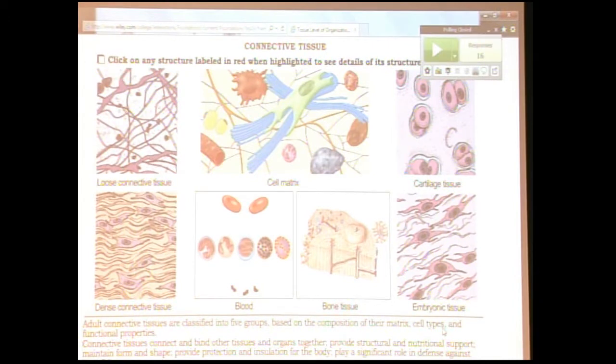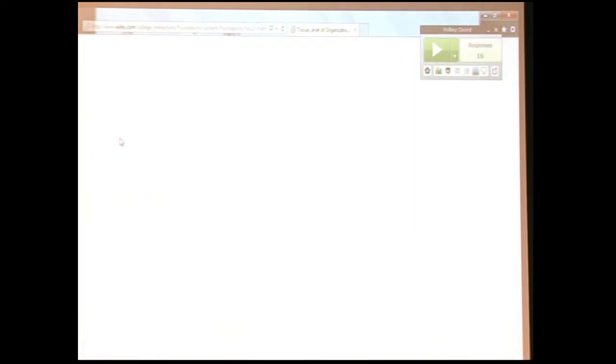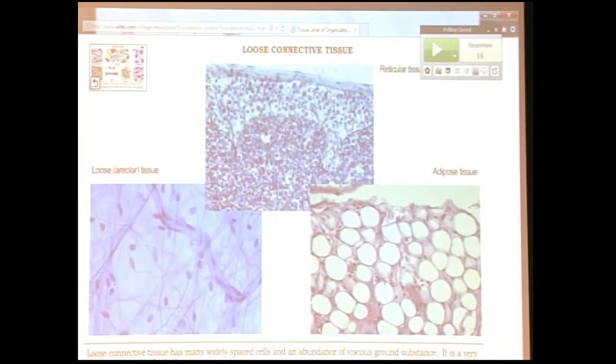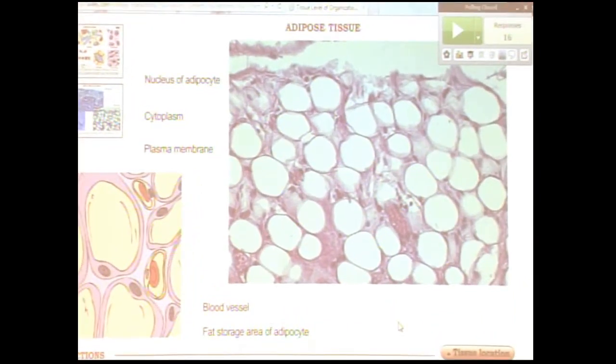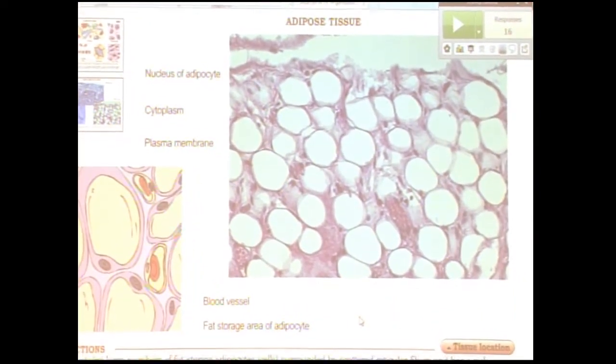All right. So here's all the different ones I just picked out, hopefully there's 4 in the study guide, unless I messed up. So we'll start with a type of loose connective, and we'll do adipose tissue. So adipose tissue is obviously where you have big fat stores. And it also provides cushion.